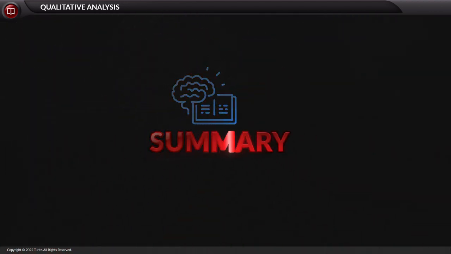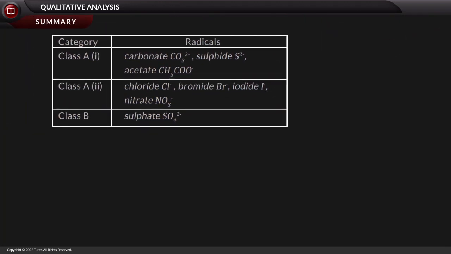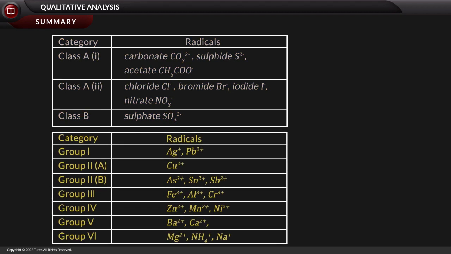Let us summarize. Acidic radicals are classified into class A and class B based on their reactivity with mineral acids, while the basic radicals are classified into 6 groups based on their ability to precipitate in the presence of a particular reagent.